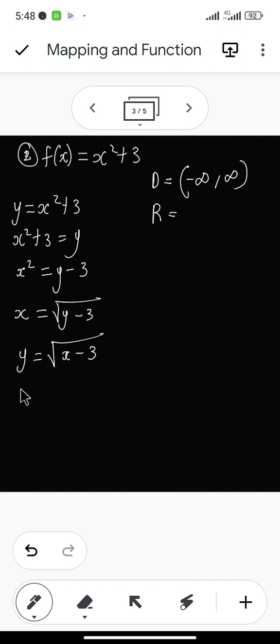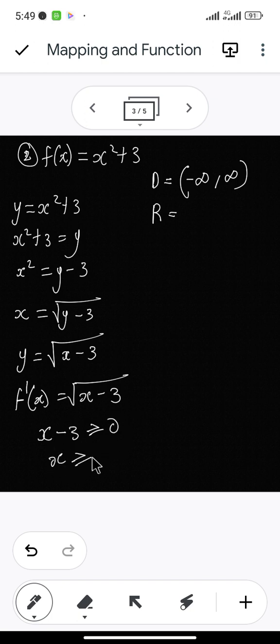Replace y with the inverse function. So the inverse function of x gives you the square root of x minus 3. We're meant to look for the domain of this. Now remember, this is a square root. The domain of a square root: what is inside must be greater than or equal to 0. That's the condition. So x minus 3 must be greater than or equal to 0, and when this crosses over, x must be greater than or equal to 3.